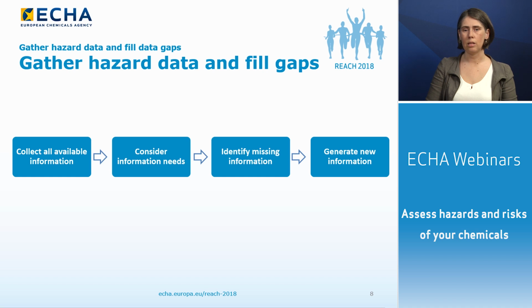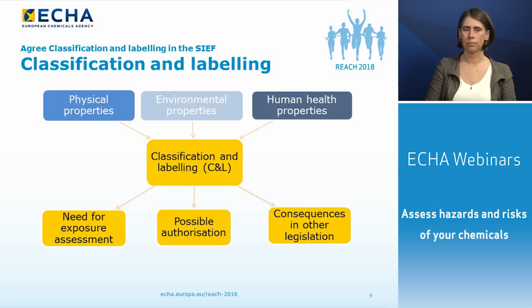At the end of this activity, you, collectively, in the sieve, need to have a complete set of good data that satisfies the information requirements for your registration. Next is classification and labeling. The obligation to classify and label all the substances you put on the market stems from the regulation on the classification, labeling, and packaging of substances and mixtures, with the aim of ensuring clear communication of the relevant properties of substances and products to those who come into contact with these substances.